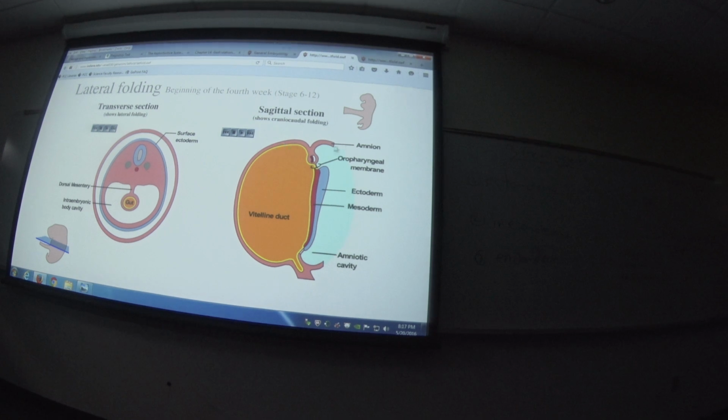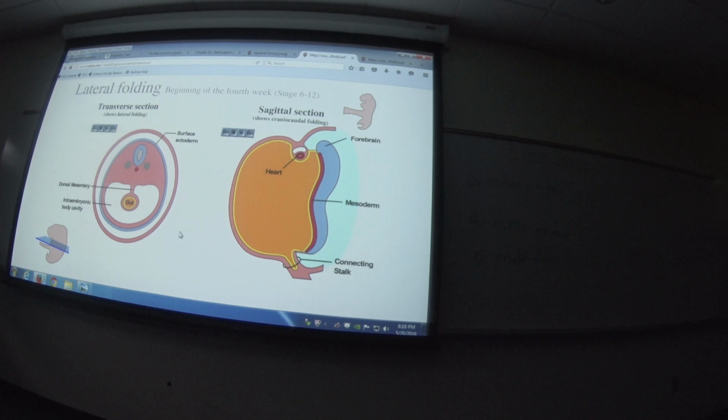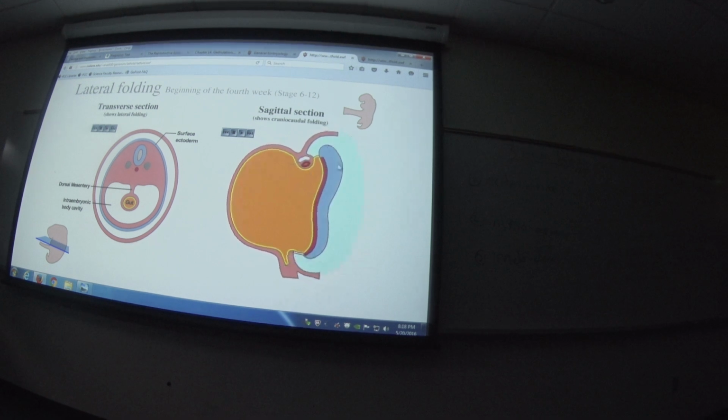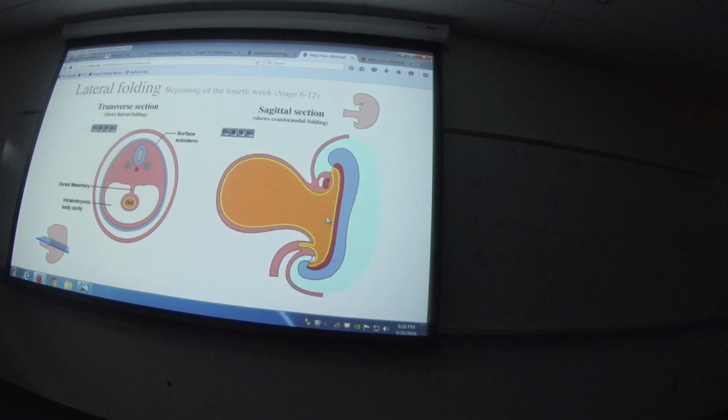Now you can do that head to tail. This is really cool. I'm going to take this part and tuck it under. That's going to make a head. That's going to be mesoderm in here in your chest. That's called your heart. So I shove part of it down for a heart, part of it up for a head and a brain. This will be your butt here. This is going to be your belly button there.